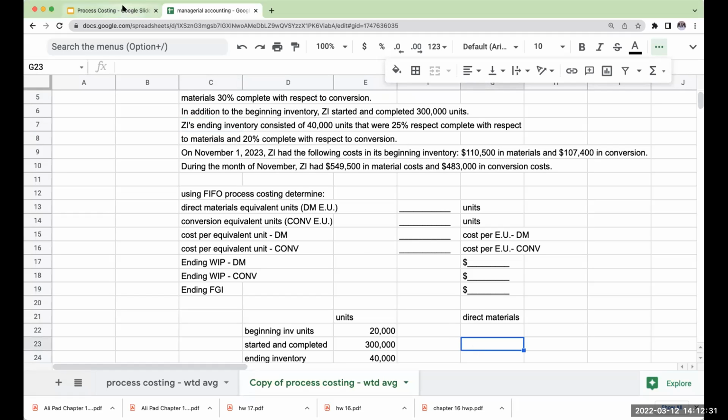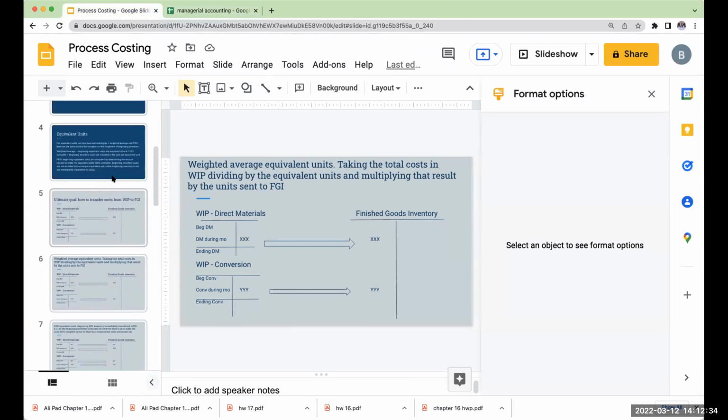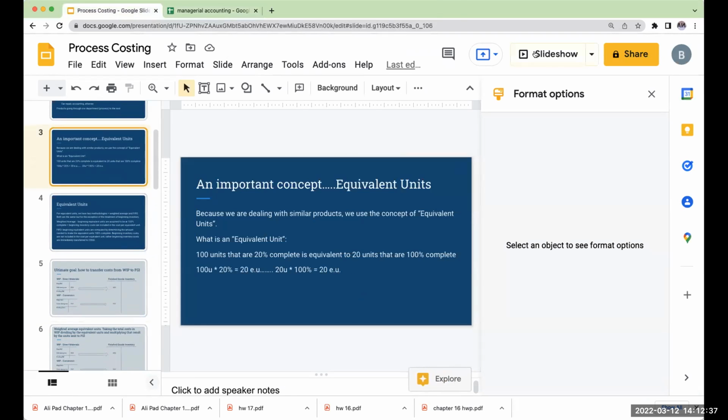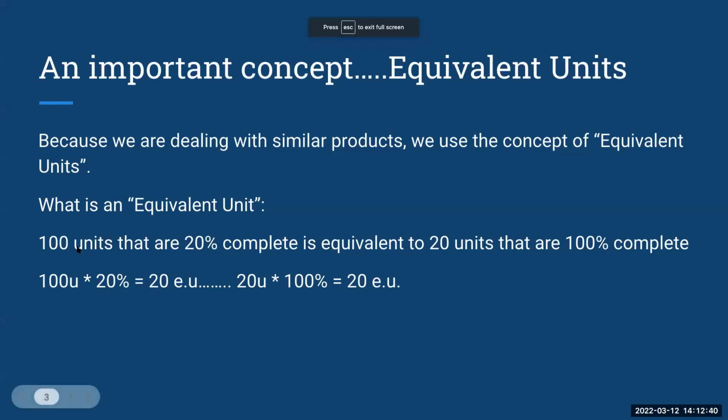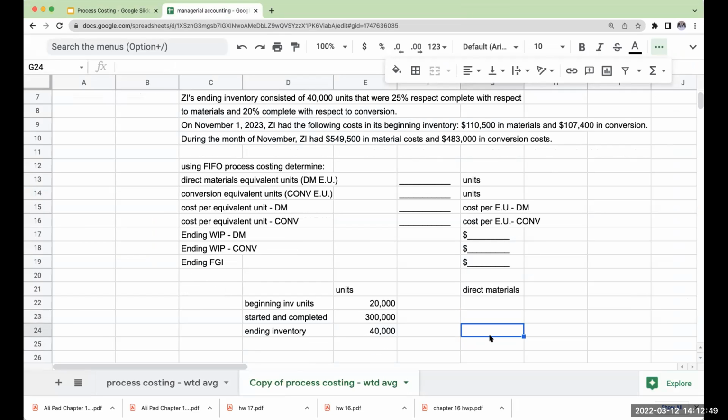So what am I going to have to do? Well, as we saw in that introduction video that I made, we're going to use equivalent units. So 100 units that are 20% complete is the same as 20 units that are 100% complete. So over here, my ending inventory, 40,000 units times 25% complete. So my equivalent units for direct materials for my ending inventory is going to be 10,000. Okay, so right over here, this is going to be 10,000.